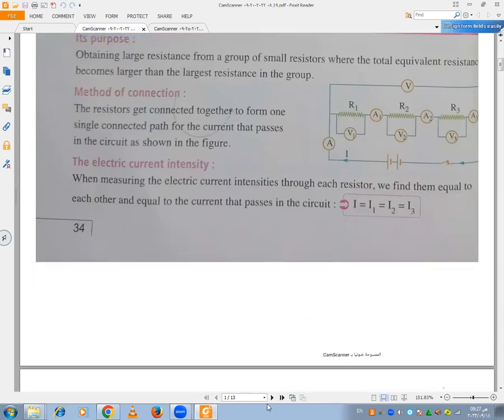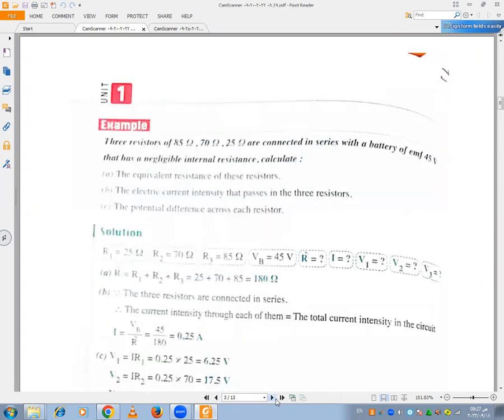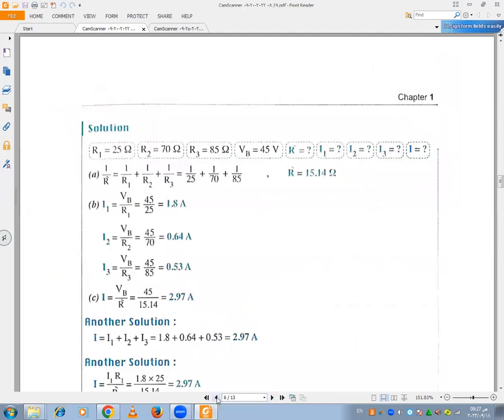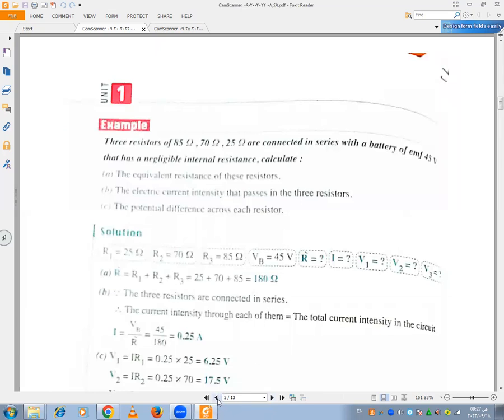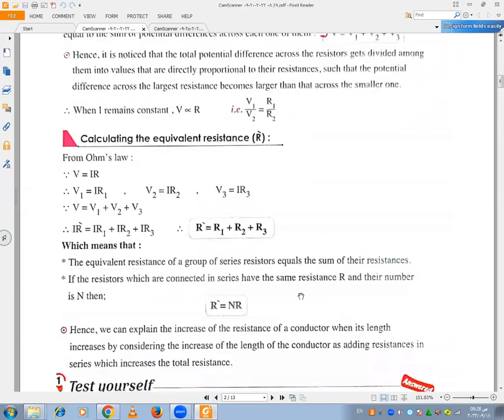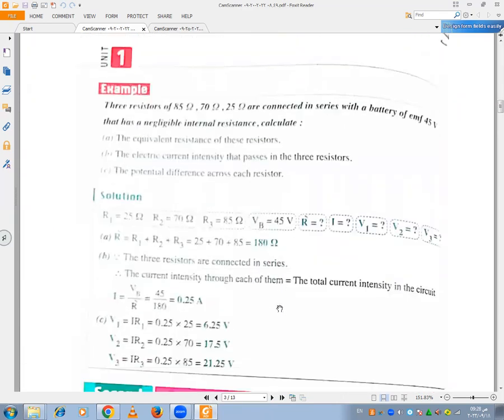But today we'll complete our lesson with a second type of connection, which is the parallel connection of resistors. In parallel connection, resistances are connected in branching roots. The current that passes in the circuit is divided into I1 and I2 and I3.